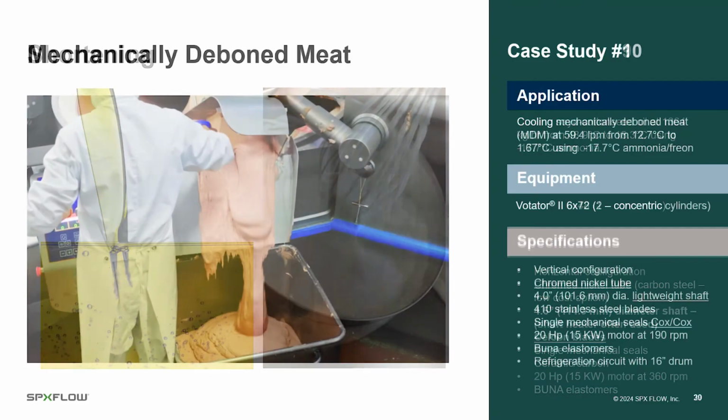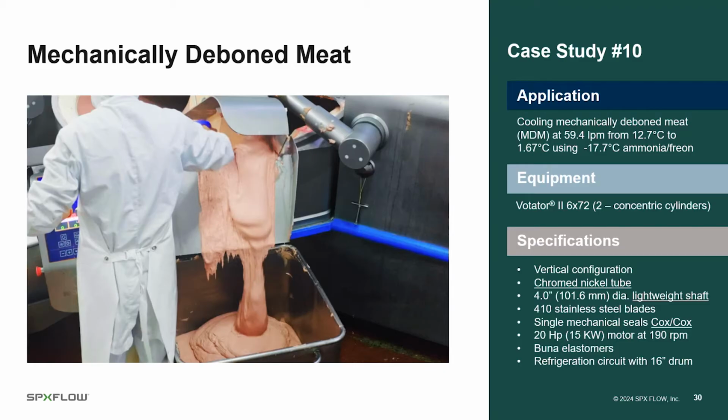Another one very popular, another core competency of ours, is pet foods and mechanically deboned meat. This happens to be mechanically deboned meat, where we're cooling the product. Typically, it's from 12C roughly to 2C, and with ammonia. This is done in a 6x72 Votator.